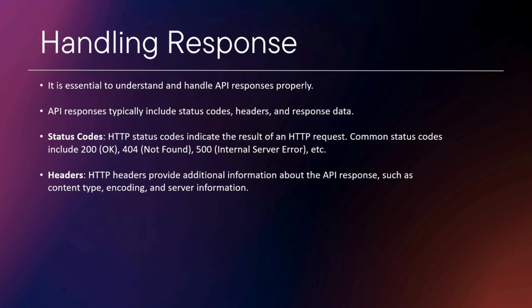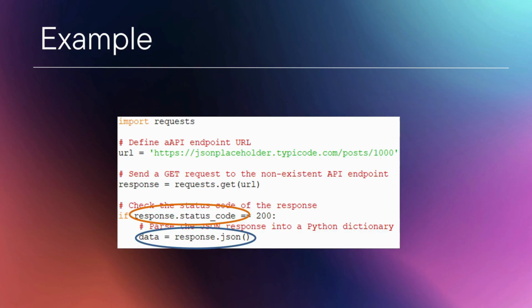And then we have headers. Headers have some additional information about the response, such as content type, some sort of information about the server, these types of things. We usually do not use headers as much, as they don't really have data, but sometimes it can be useful to get some metadata about the data itself. So this is an example.